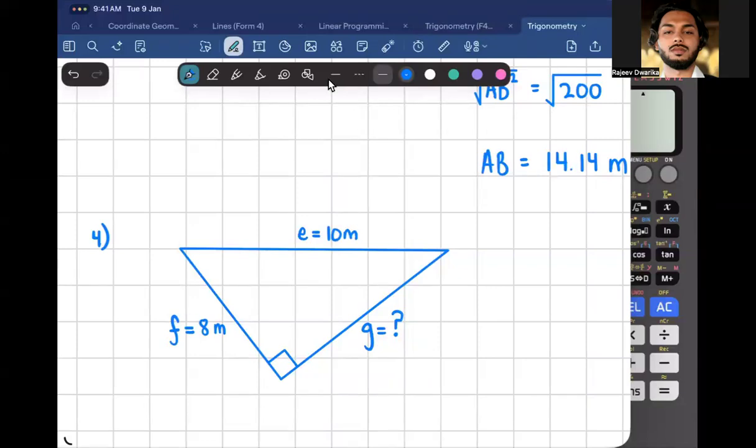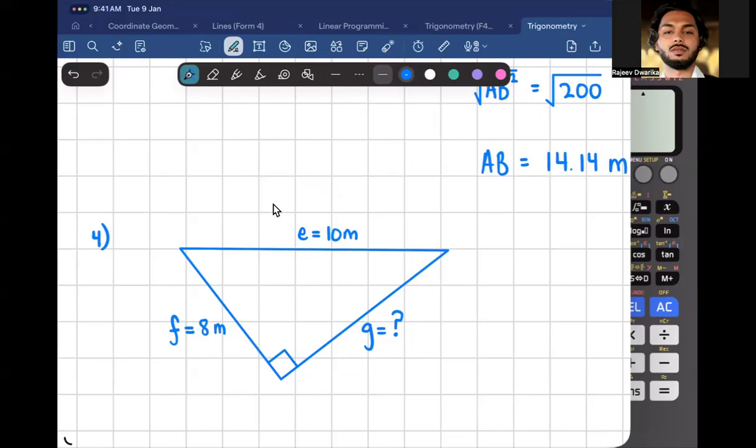Joshua, what is the hypotenuse in this question? G. Which one is the hypotenuse? G? No, G is not the hypotenuse. It's E then? Yes, E. Remember what I said? The hypotenuse is always opposite the right angle.